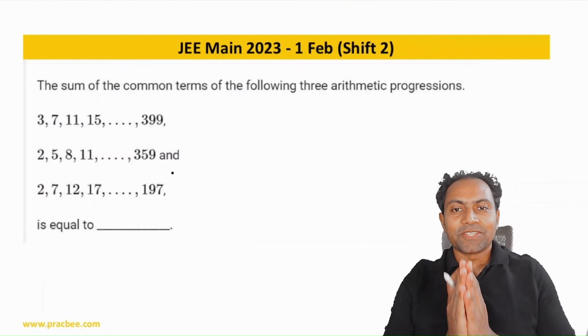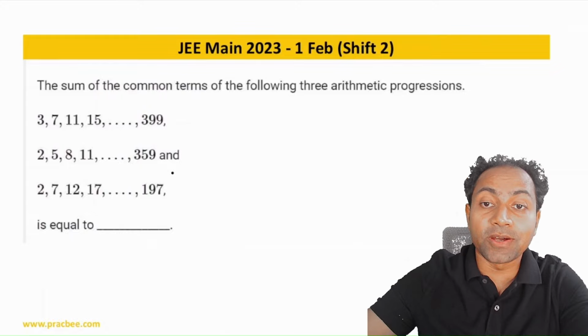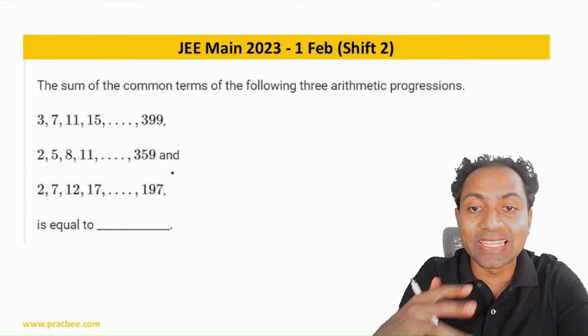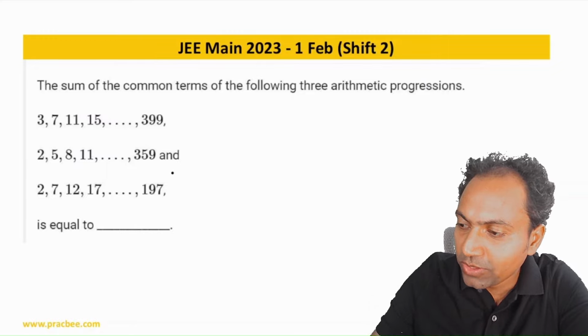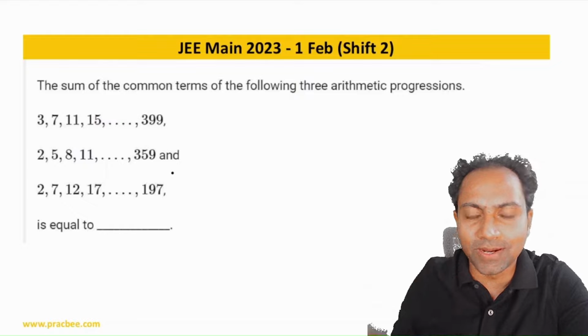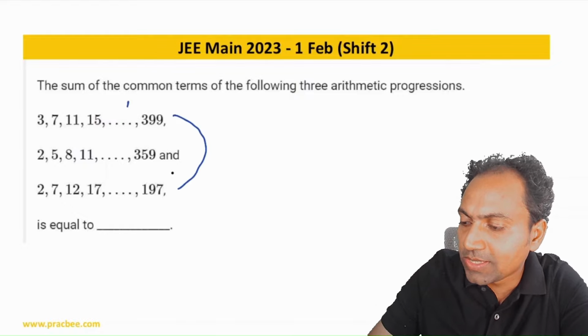Now let us start with this new question. In this new question, they have introduced a very interesting concept of common terms among 3 arithmetic progressions. Now this is very interesting. What you need to consider here is that you need to work a little bit smart. First, find the common terms between these two series. Why these two? Because they have the highest common difference.